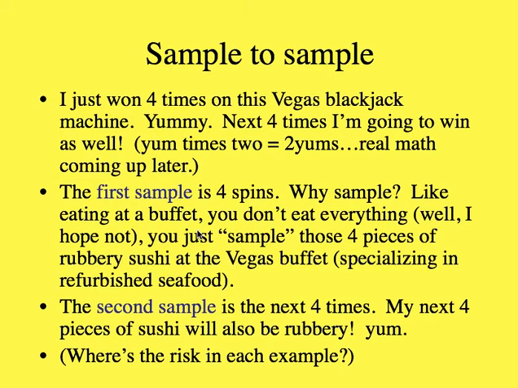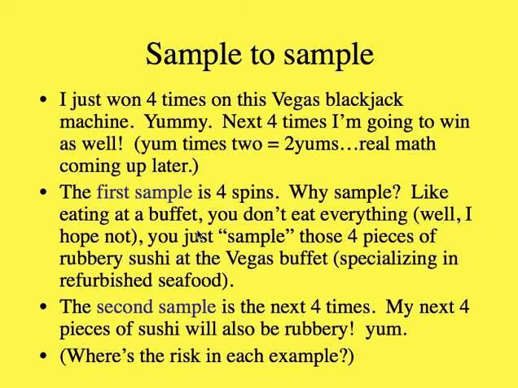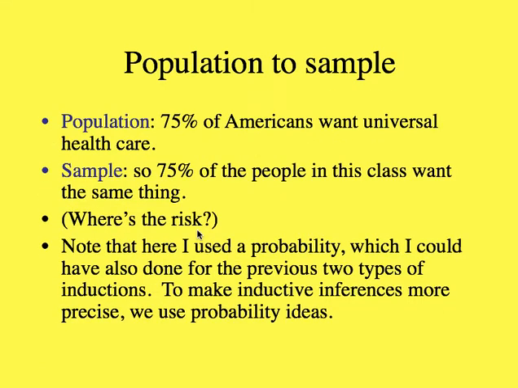These examples you can read through. I assume you have already. I'm not going to cover it. They're just examples of each of the three types: sample to sample, sample to population, population to sample.